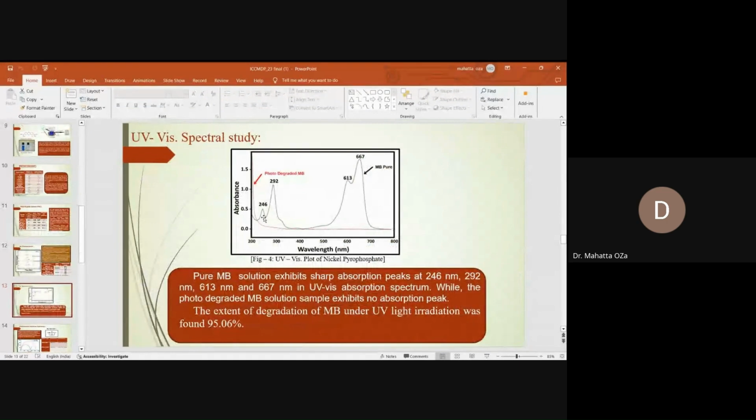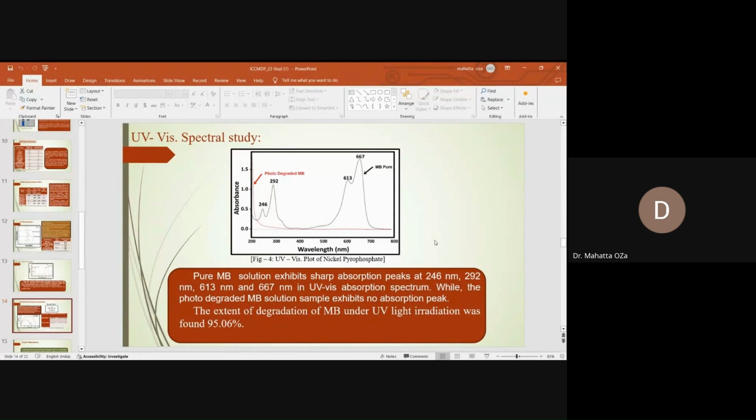UV spectral study. From the UV spectral study, the pure MB solution exhibits sharp absorption peaks at 246, 292, 613, and 667 nanometers, while the photodegraded MB solution sample exhibits no absorption peak. So the extent of degradation of MB under UV light irradiation was found to be 95.06%.